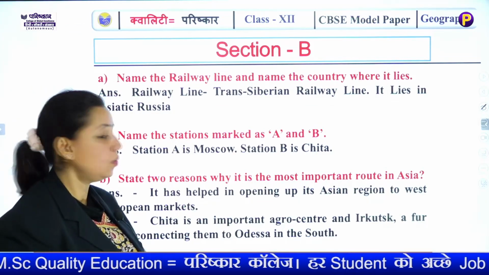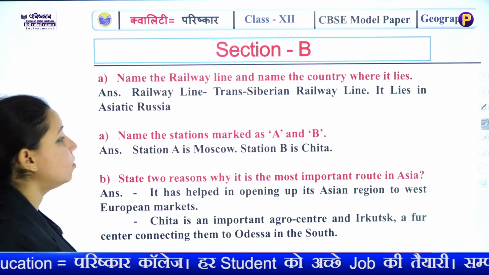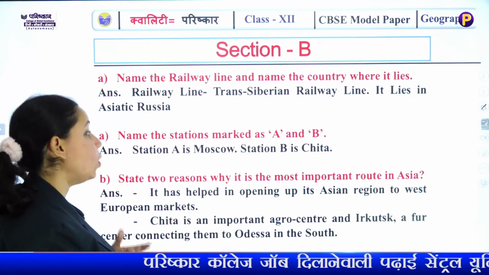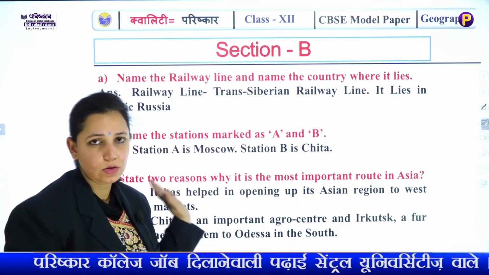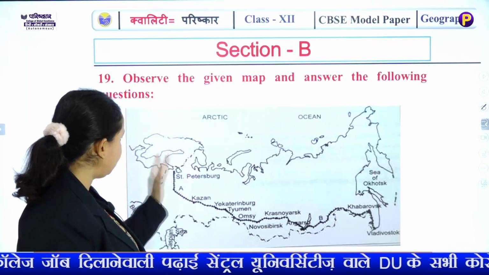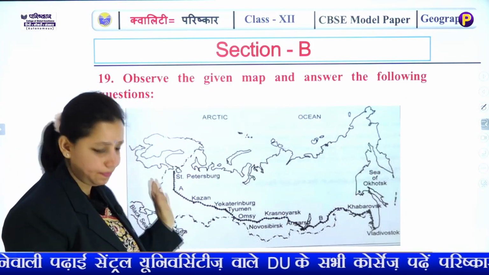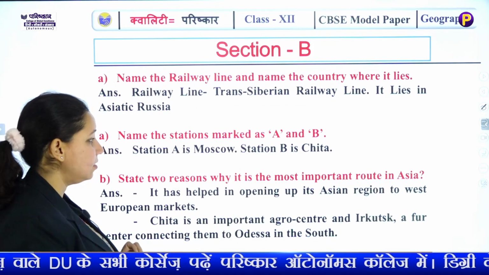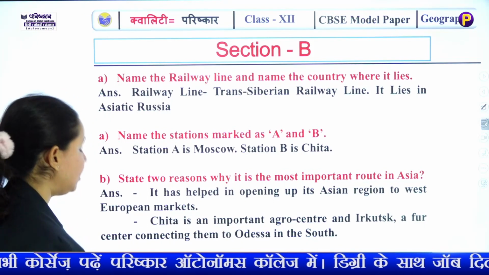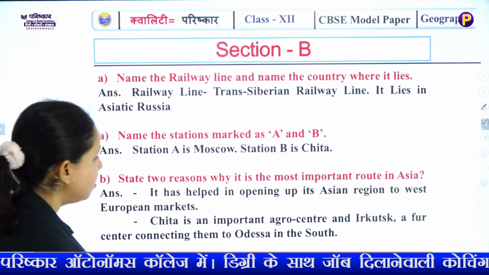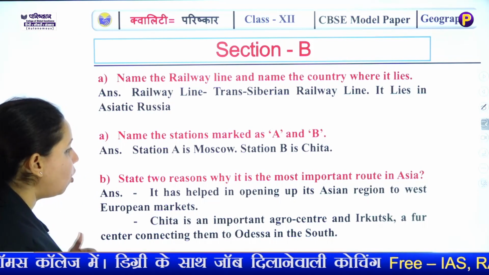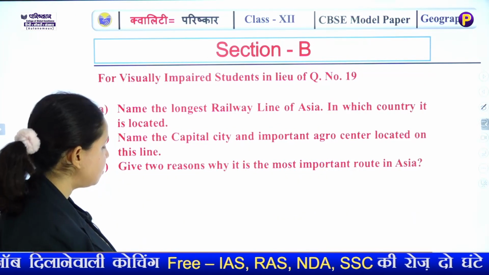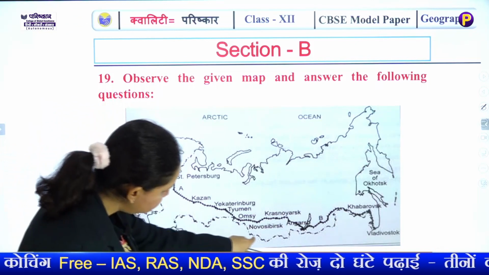Now state 2 reasons why it is the most important route in Asia. Now why is it so strategically important? It helps in opening up Asia to Western Europe. You can very well see that it is connecting on this west side to the European region. Chita is an important agro center and Irkutsk a fur center, connecting them to the southern part of the Asian countries.